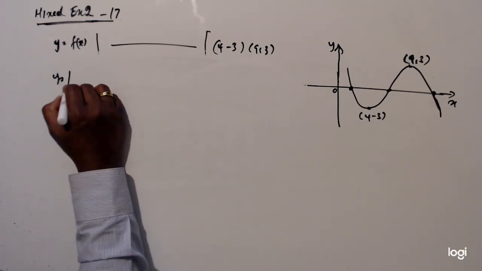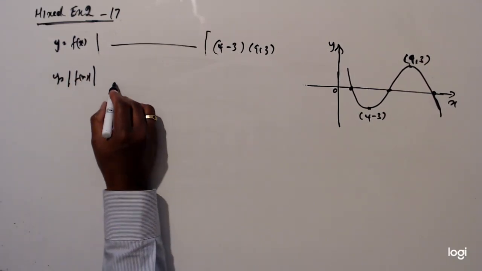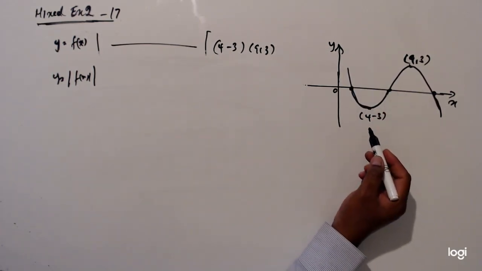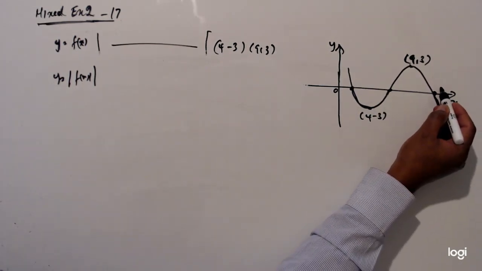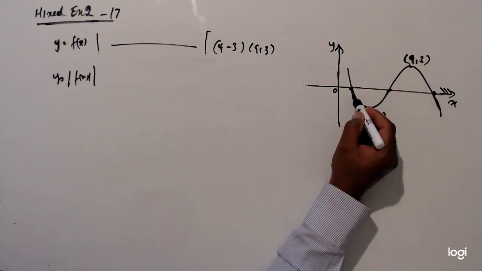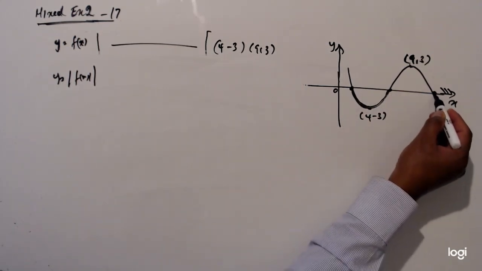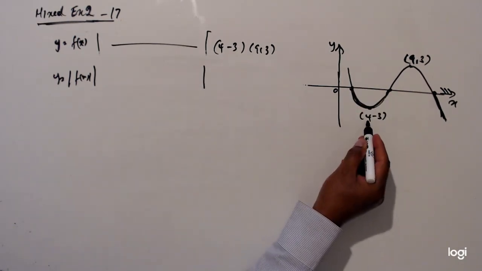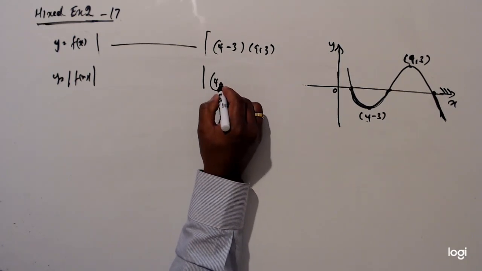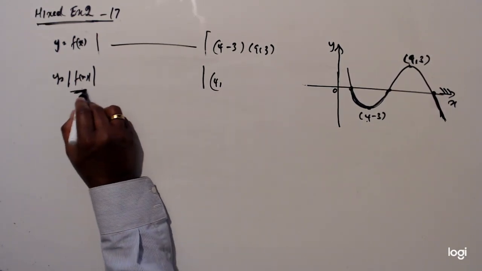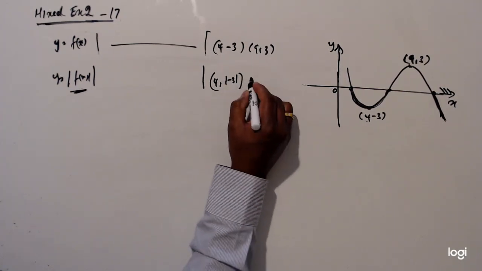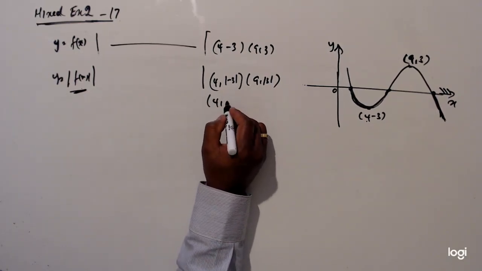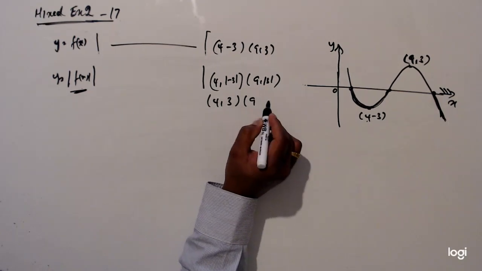We want to draw y equal mod f(x). So it is a reflection. The negative part of this graph is going to be reflected on the x-axis. Only the negative part, f(x) negative. Basically, if this is 4, then for the y value we have to put mod of minus 3. 9, mod 3. So this is 4, mod minus 3 is 3, and 9, 3.